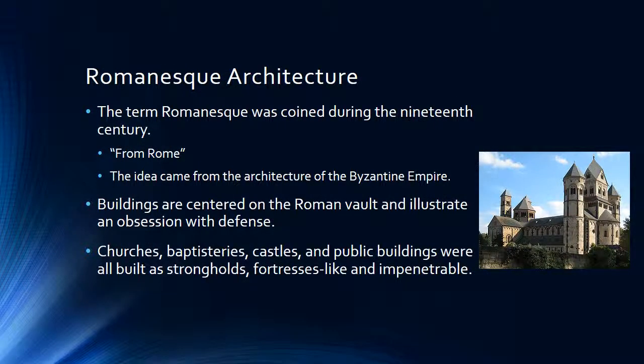Romanesque architecture. The term Romanesque was coined during the 19th century. It actually means "from Rome," even though the idea did not come from Rome. The idea came from the architecture of the Byzantine Empire. Buildings are centered on the Roman vault and illustrate an obsession with defense. Churches, baptisteries, castles, and public buildings were all built as strongholds, fortress-like and impenetrable.